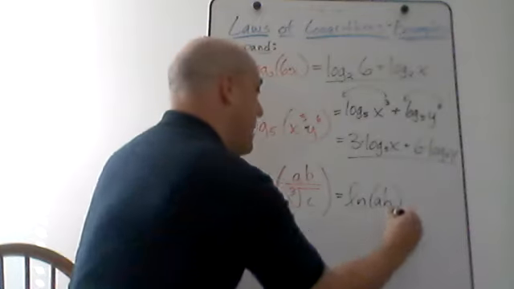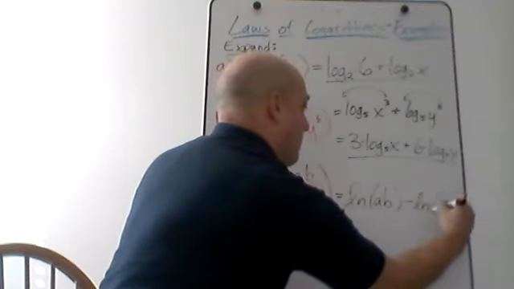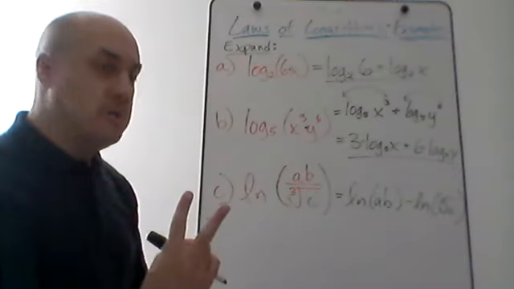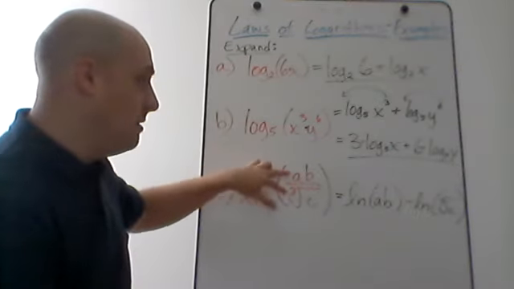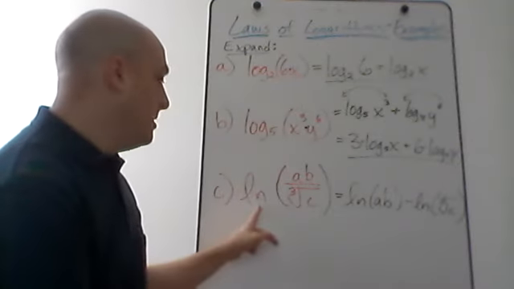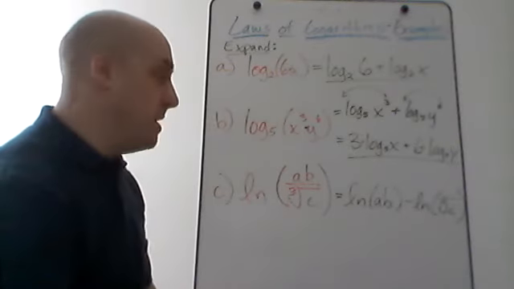So it's going to be ln of ab, my numerator, minus ln of the cube root of c, which is my denominator. Law number 2 says when I have division inside my logarithm, I split it up into subtraction. And since this is a natural log with base e, the two I split it into are also natural logs with base e.